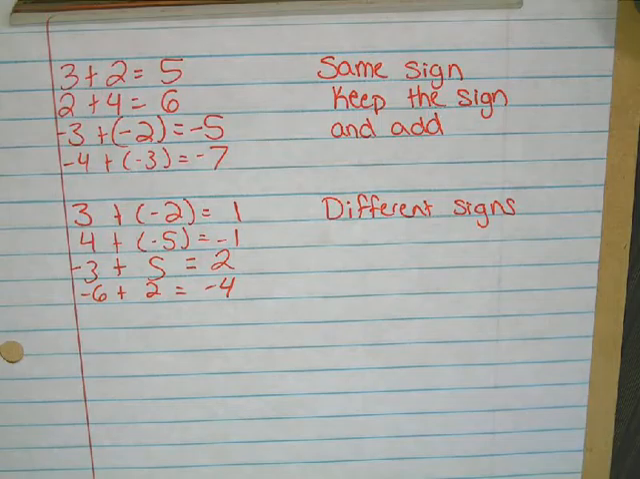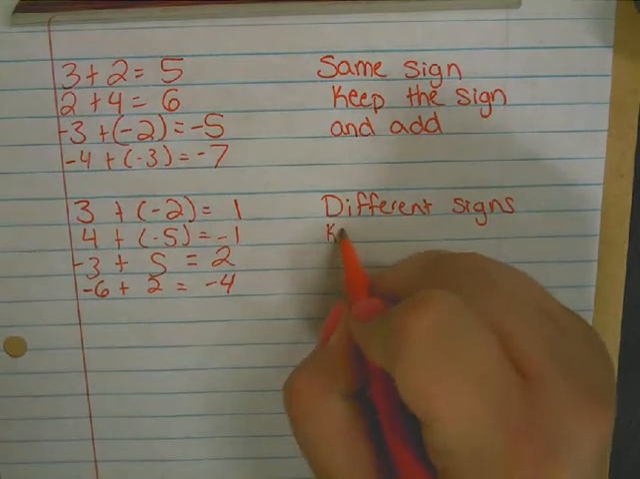Hey, so I still don't have a rule though. Oh, I got it. If there's more positive, then it's positive, and if there's more negative, then it's negative. Okay, so we want to keep the sign of the larger number. But how do I get the number?